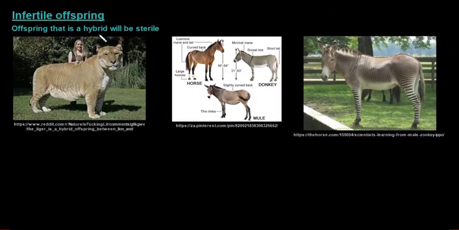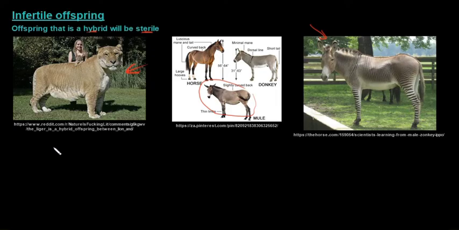Infertile offspring. So if it does happen, like we've spoken about, if two different species do mate and they form a hybrid, it will be sterile, so it will be infertile. This on the left here is a liger, so a cross between a lion and a tiger. Then you have the mule, so a cross between a donkey and a horse. And on the right here is a unique one. It's called a zonkey, and it's a cross between a zebra and a donkey.